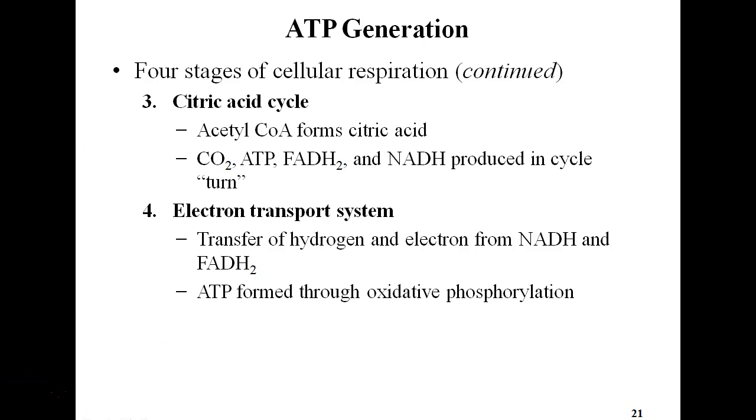And our fourth and final step of ATP generation is the electron transport system. This process can be organized into 3 steps in which energy is temporarily held by the coenzymes NADH and FADH2. We then get a transfer of energy to form a bond between ADP and a phosphate molecule, and that's going to yield the ATP molecule. So in other words, ATP is formed through oxidative phosphorylation.